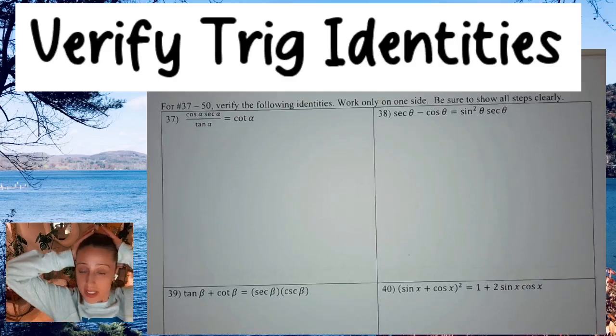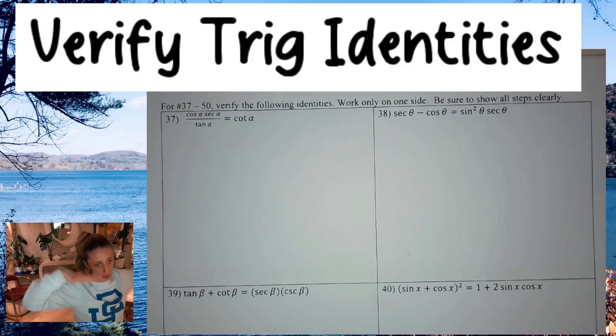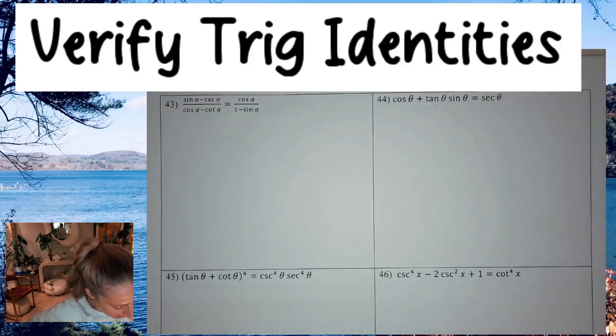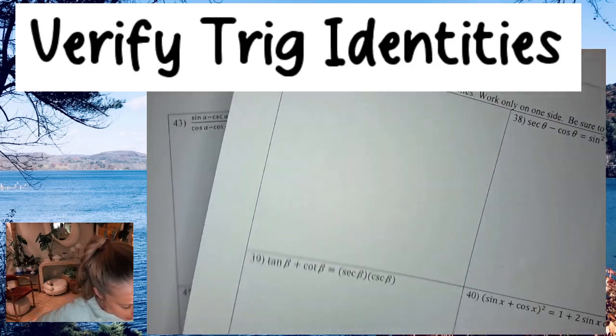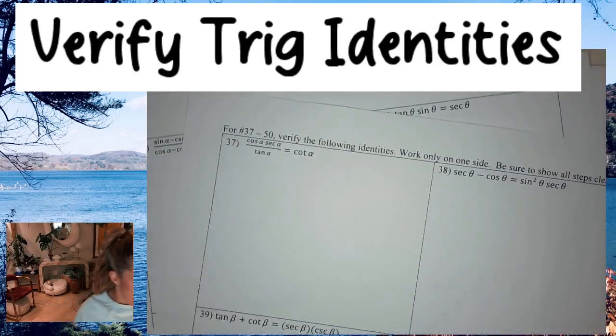Hey everybody, in this video we're going to verify a bunch of trig identities. I'm going to do as many as I can in about 10 minutes and then I'll break it up into another video. It looks like in our study guide here there are 6, 12, 13, 14 of them.